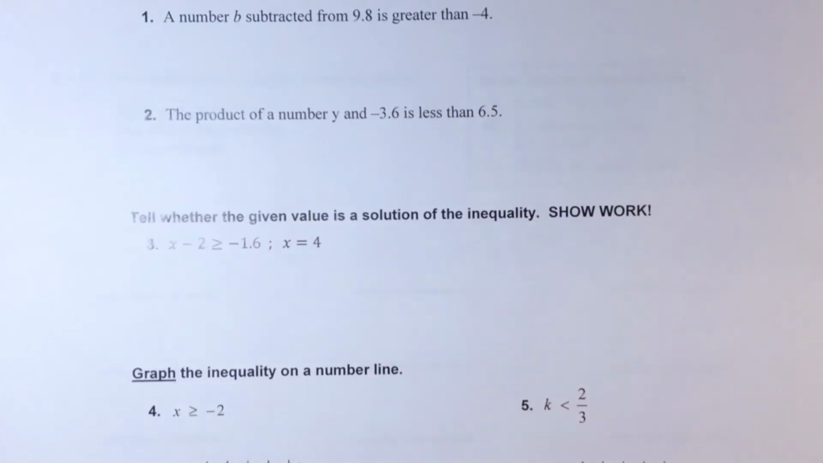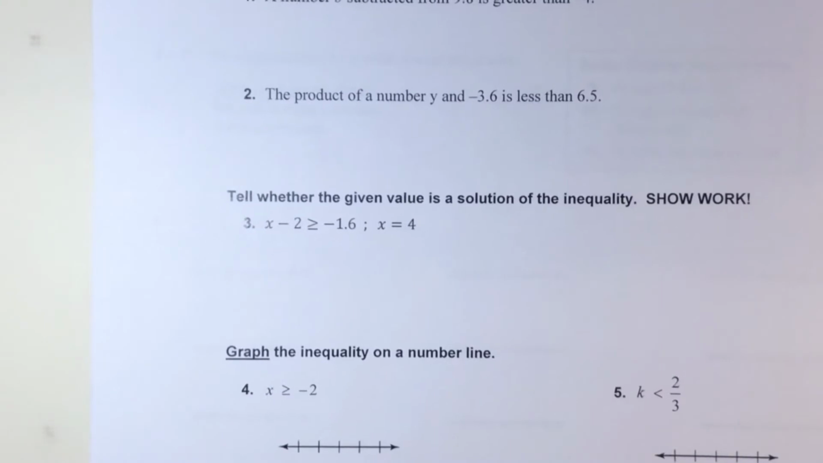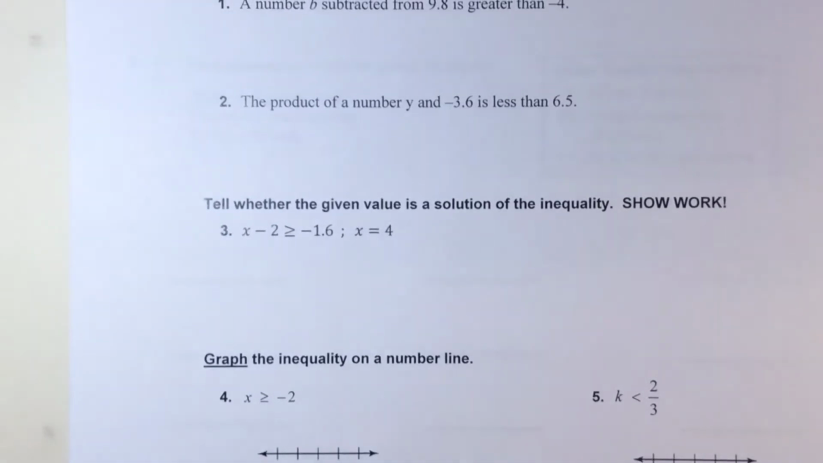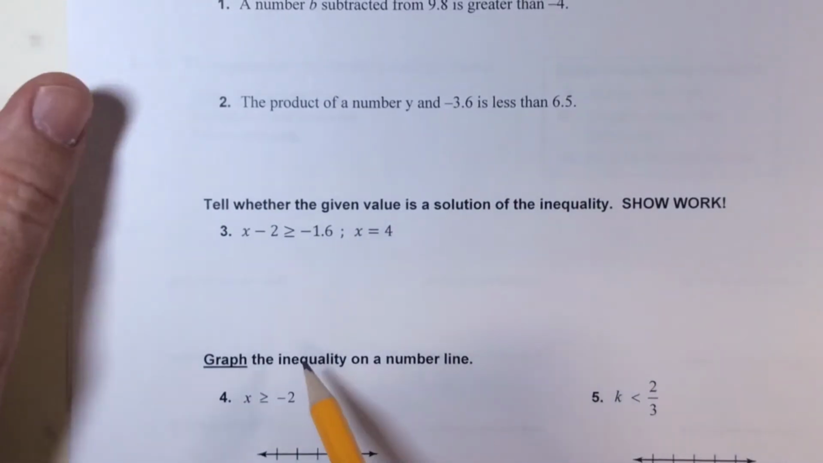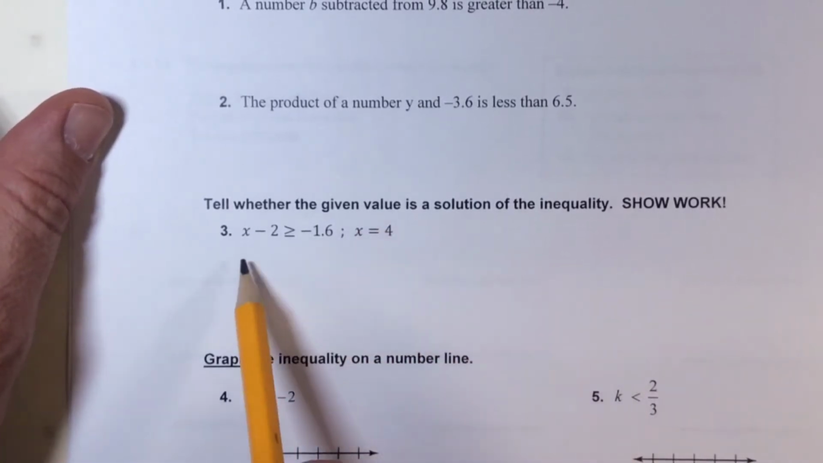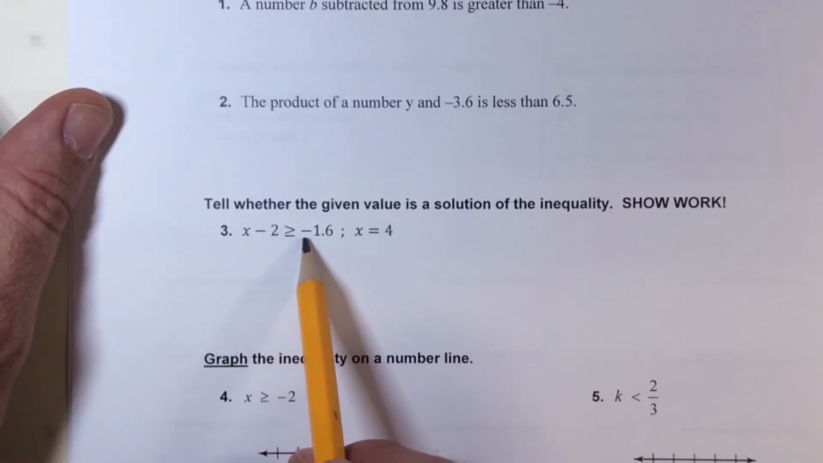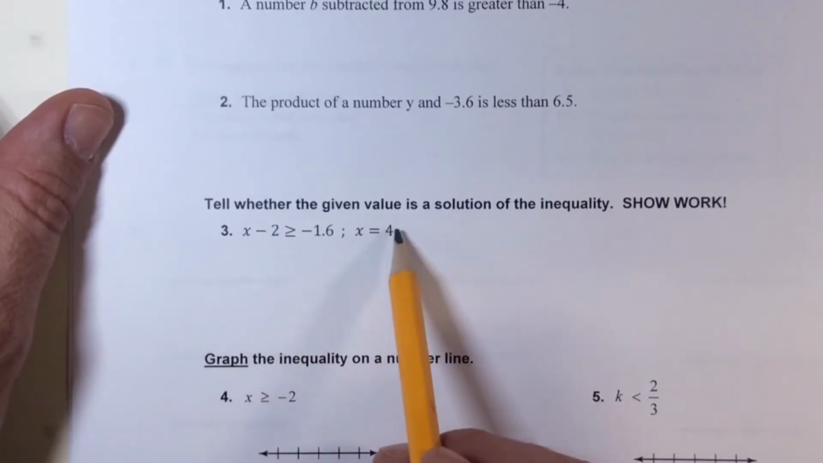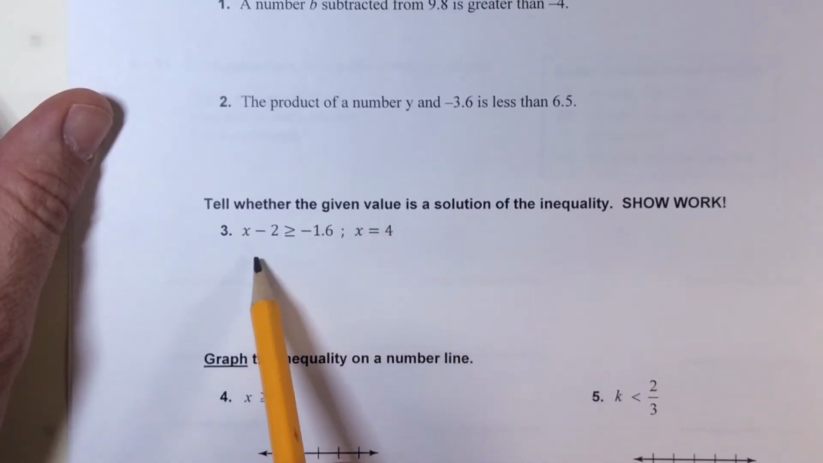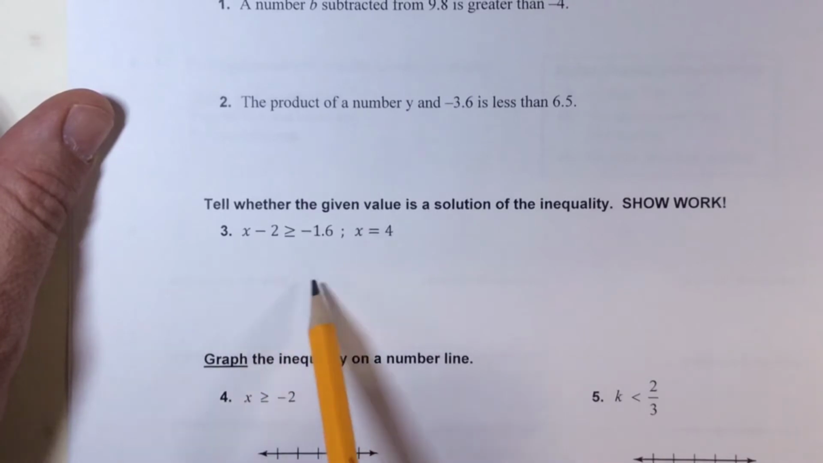For number 3, it says, tell whether the given value is a solution. Well, in order to tell whether it's a solution or not, you have to plug the value in for x. So it says x minus 2 is greater than or equal to -1.6. You'll put 4 in for x. Then you're going to solve this and tell whether it makes sense.